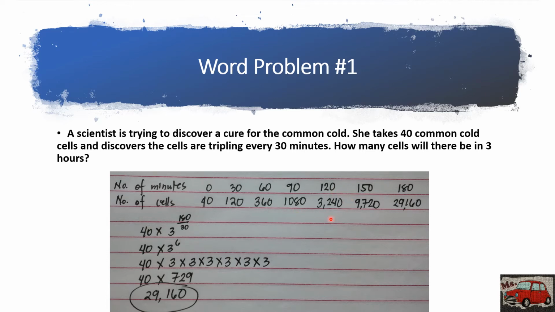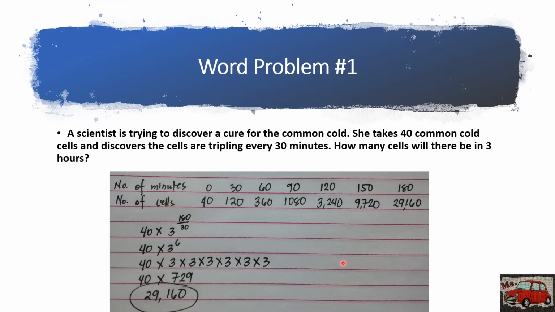In 120 minutes, it will be 3,240. In 150 minutes, naging 9,720. And in 180, naging 29,160. Okay? So, huminto na ako sa 180 minutes kasi ang tinatanong lang naman dyan is after 3 hours. If you convert 3 hours in minutes, that would be 180, kasi kada 1 hour, meron tayong 60 minutes. Okay? So, the number of common cold cells after 3 hours is 29,160.